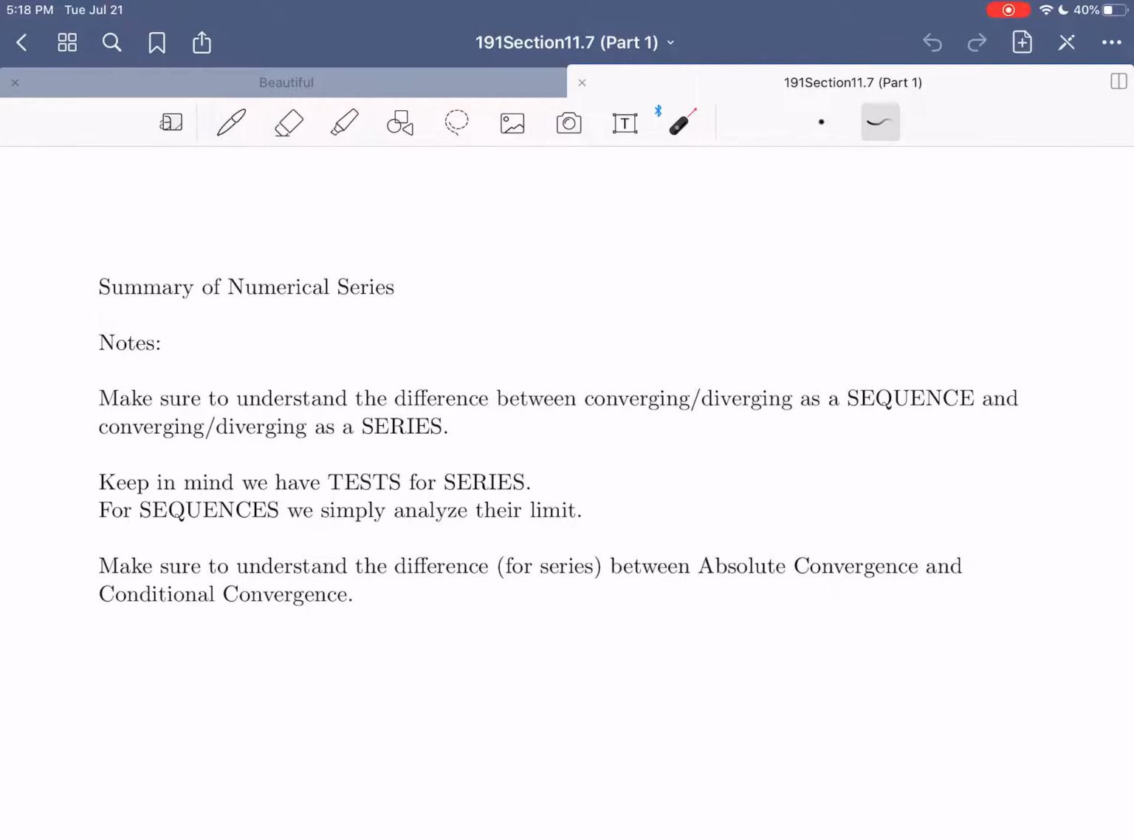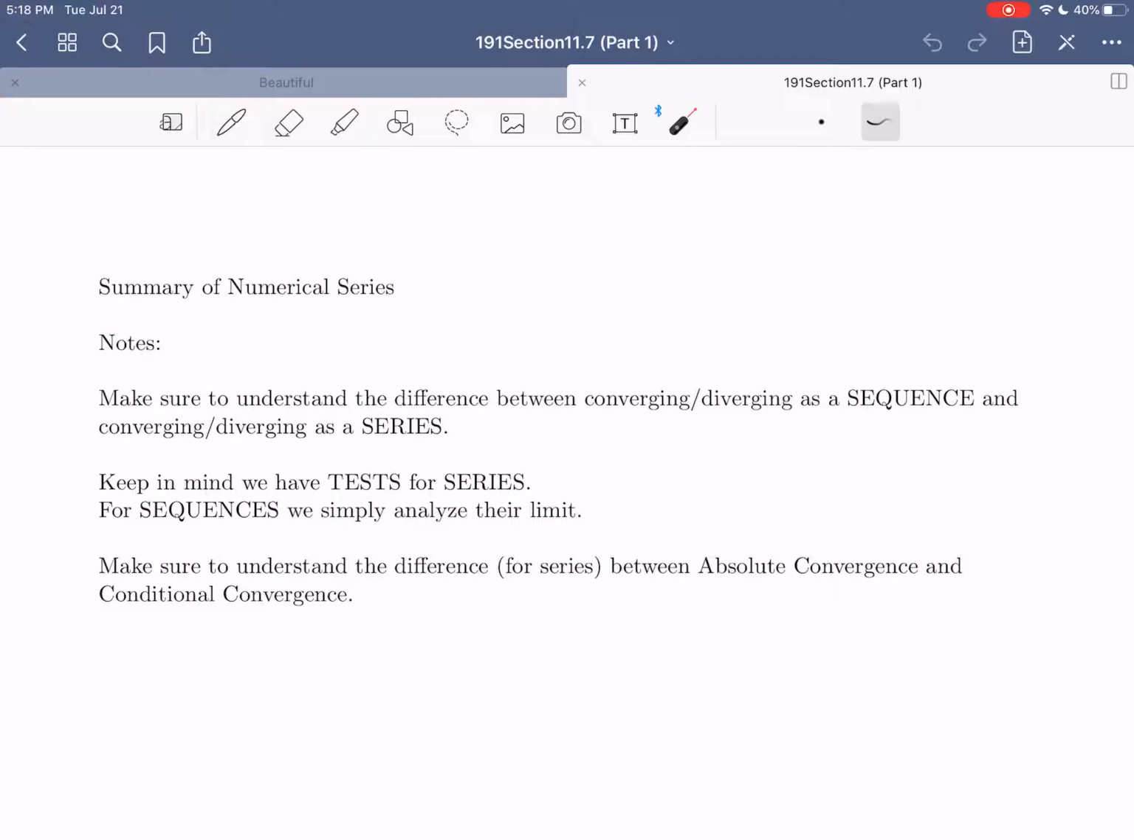In today's video, we're going to be starting into section 11.7 from your textbook, which is a summary of everything we've discussed so far about infinite numerical series. In the first part of our video here, we're going to be just going over a couple basic things to sort of remind you about sequences and series.